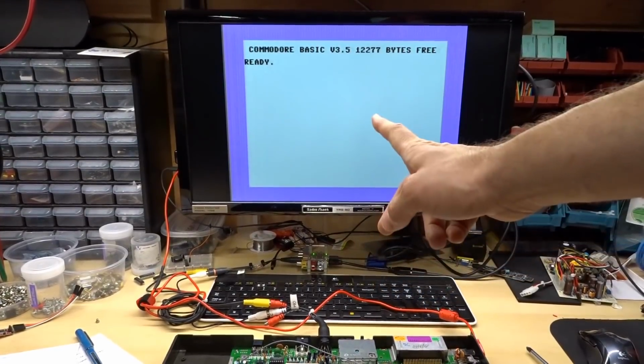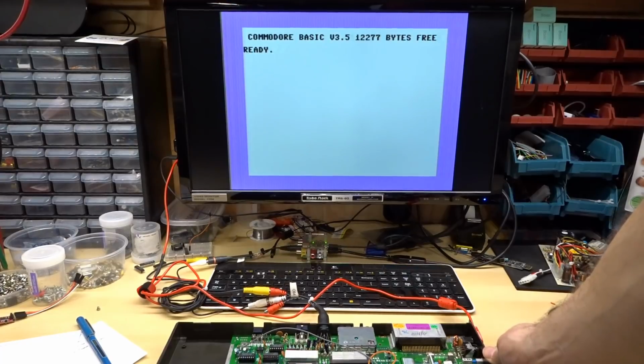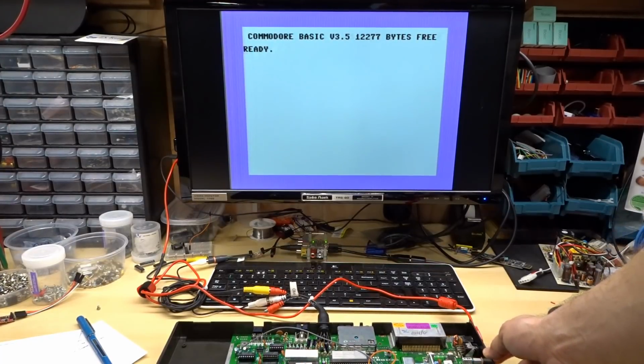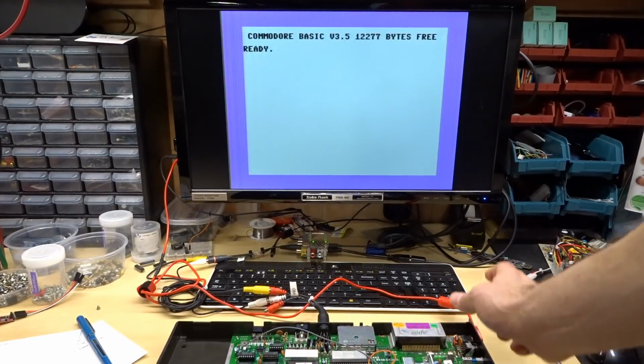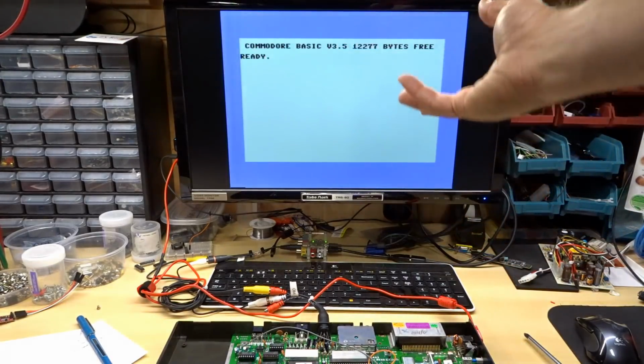Yes, all right, we're working. Excellent. And if I push reset quickly, it resets the machine. And if I push and hold, it should switch to PAL. All right, yes, okay, good.